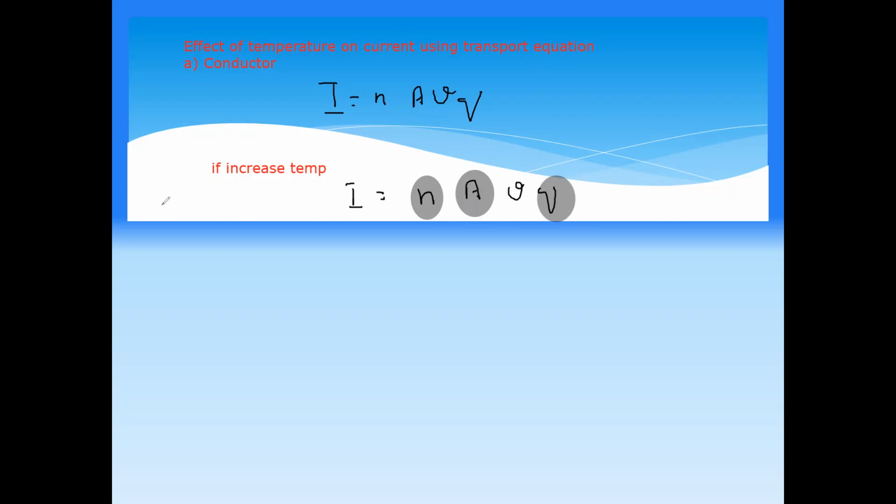And what is the effect of temperature on the drift speed? Temperature and drift speed are inversely proportional. If I increase the temperature, it increases random motion and reduces the drift speed. If the drift speed decreases, what happens to the current moving through a conductor? That will also decrease. So the relation between temperature and current for a conductor is inverse: an increase in temperature will reduce the current for conductors.